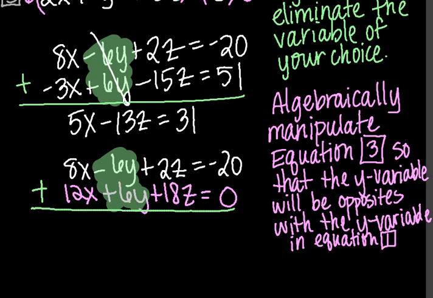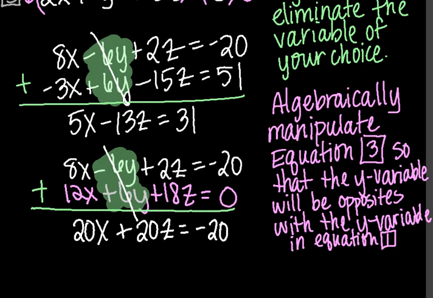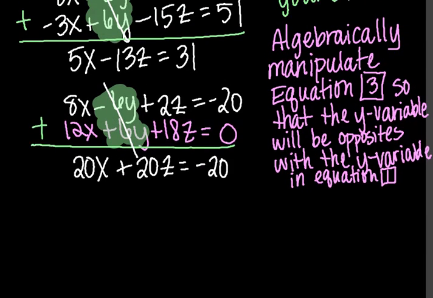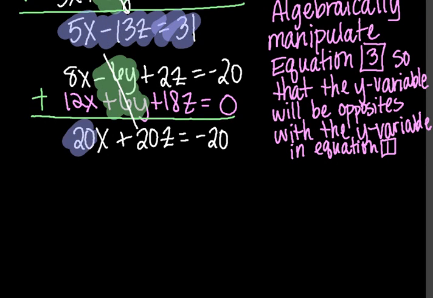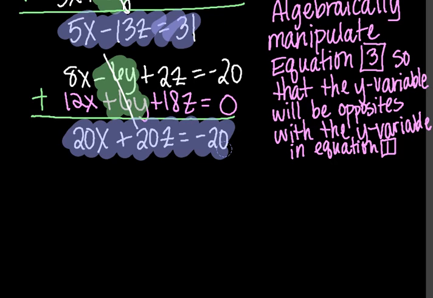So 8x plus 12x plus 20z equals negative 20. And now we have a subsystem that we can solve. And why don't we solve it by elimination? So here's one of my equations for the subsystem. Here's the other one.